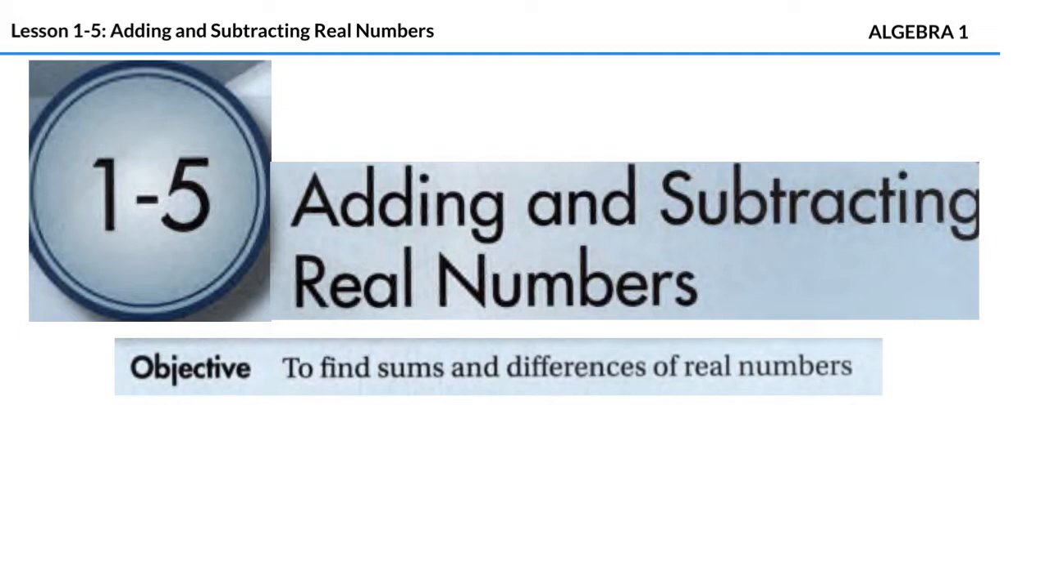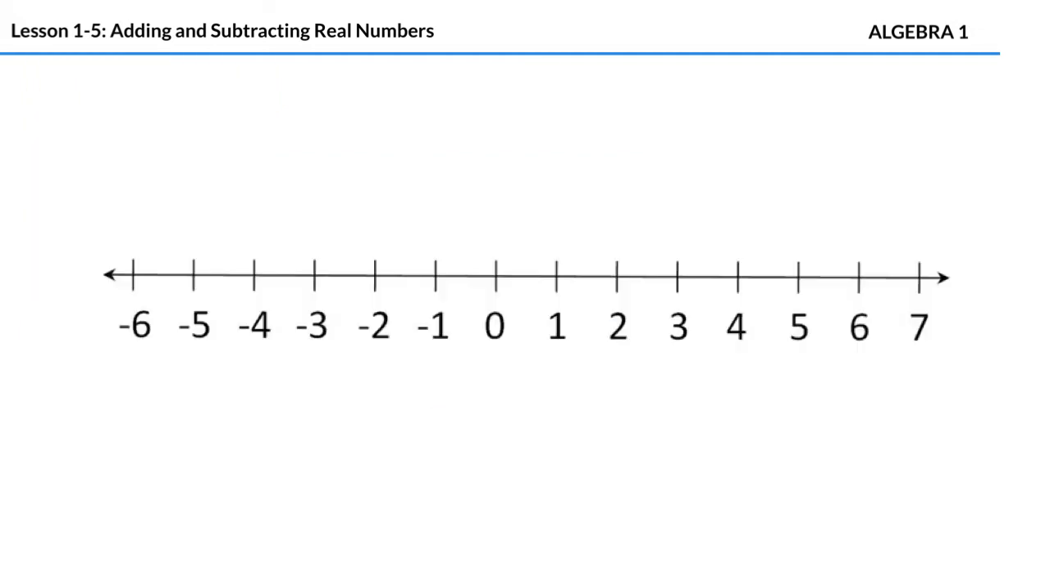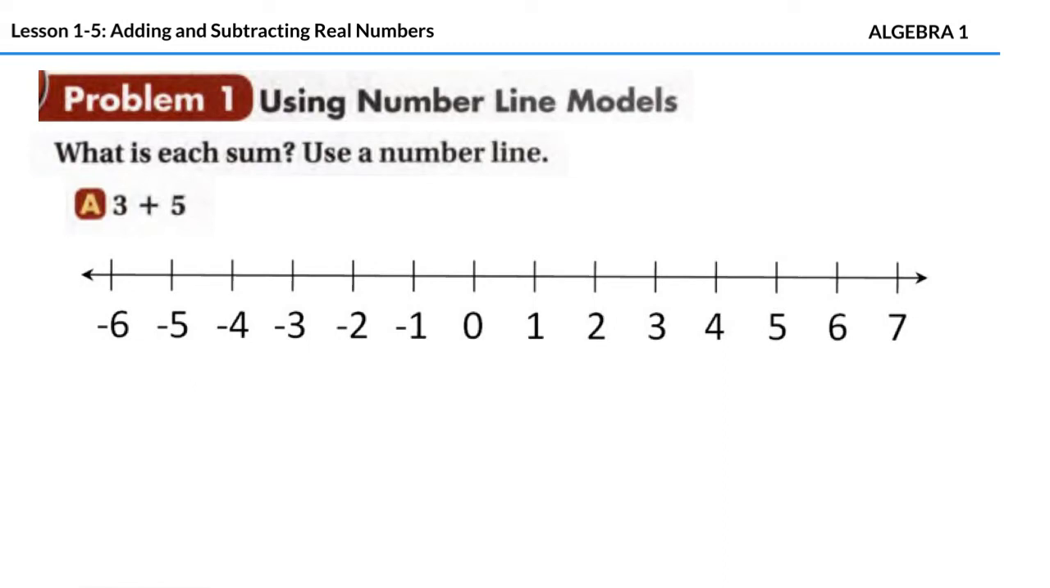So welcome to the lesson. Let's first understand what is a number line. A real number line has 0 in the middle, and on the right hand side of 0 you have all positive numbers, and on the left hand side of 0 you have all negative numbers. So this is a number line. We will use a number line to add or subtract real numbers, and let's solve the problems by getting into it.